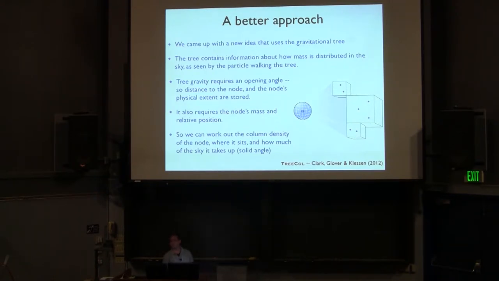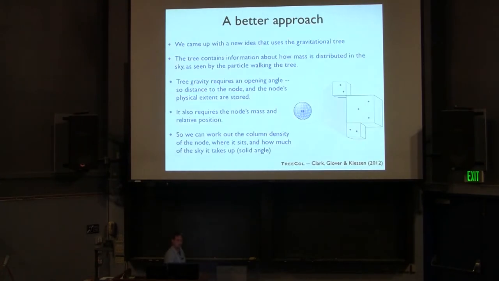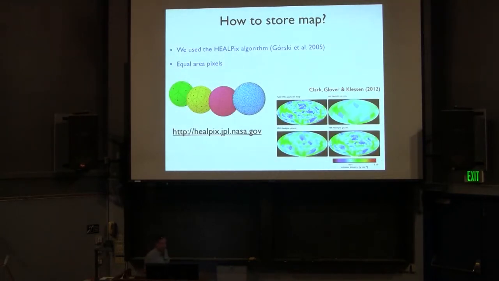Anyone else? Okay. So column densities. One of the first questions you come to with this kind of idea, where you're trying to project your tree nodes onto some sort of map that surrounds you, either your particle or your cell, is how do I store the map? In our current algorithm we use the HEALPix algorithm, which can be found at this JPL NASA webpage. It has this very nice feature that the pixels have equal angular area. Okay, they cover the same number of steradians.